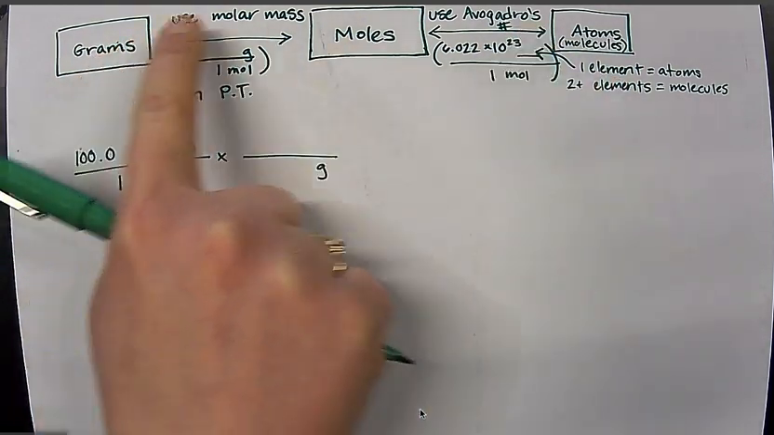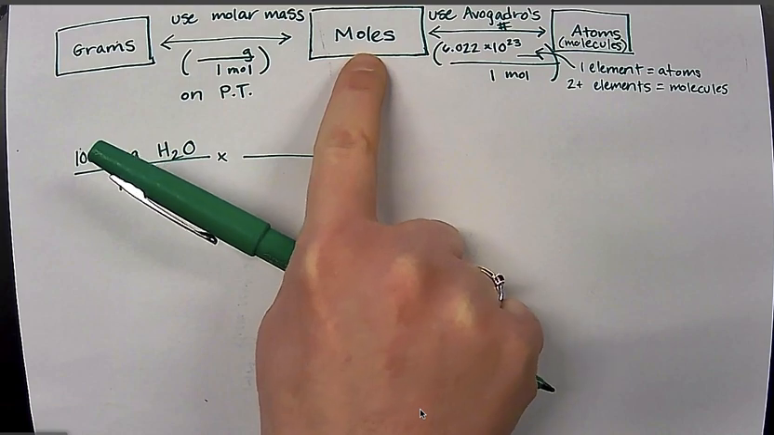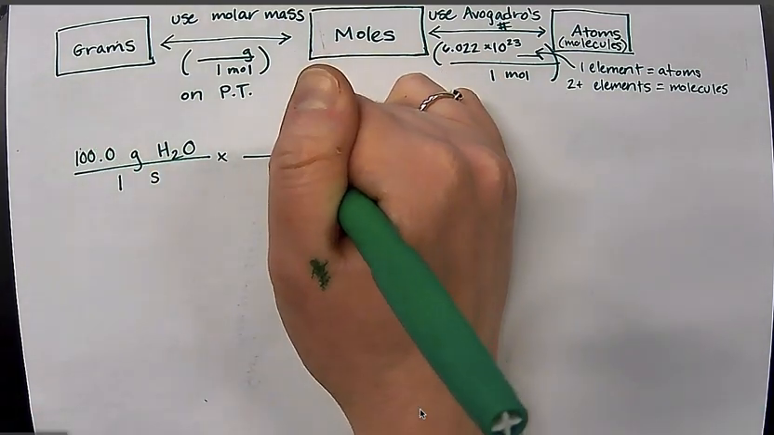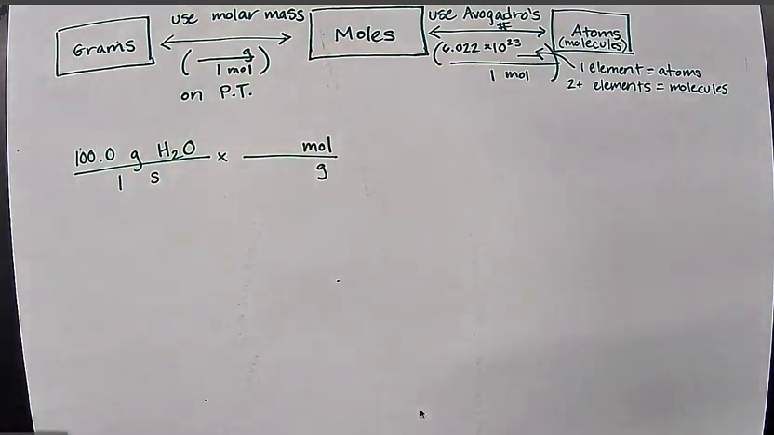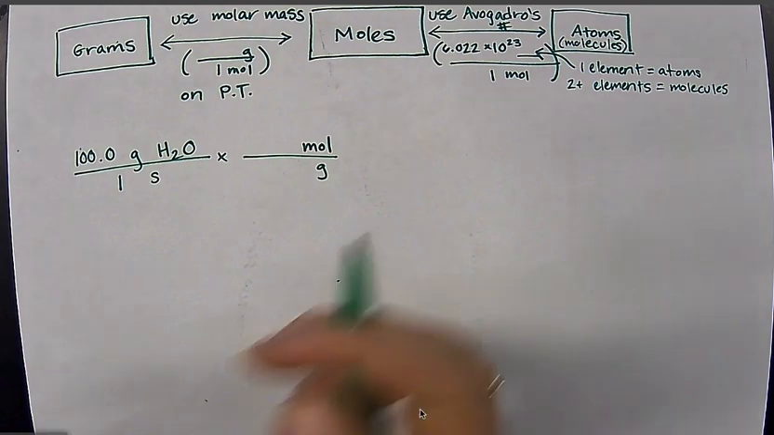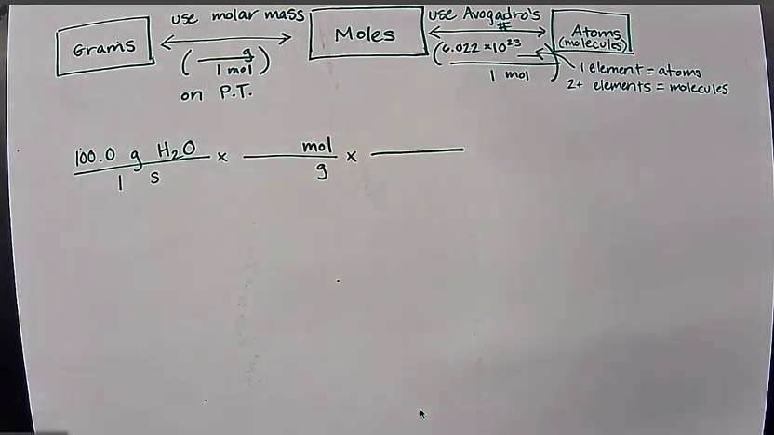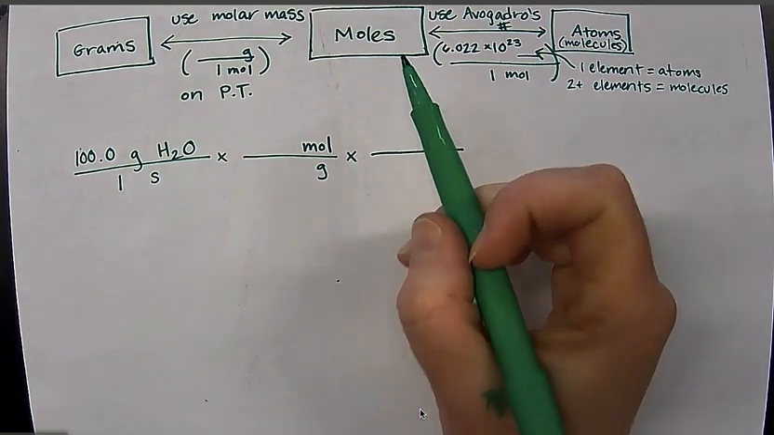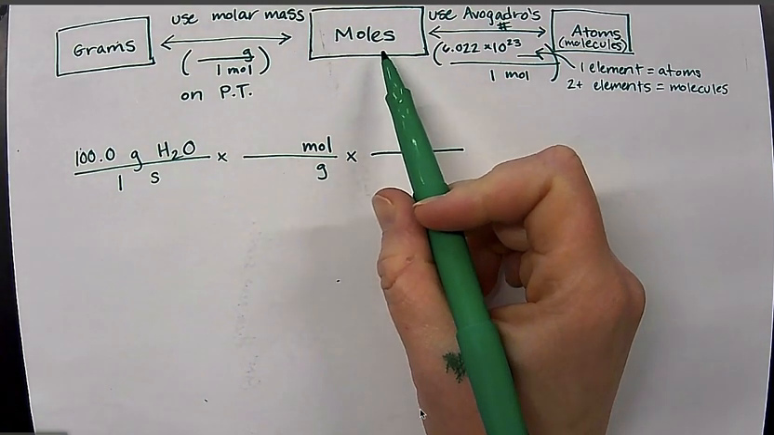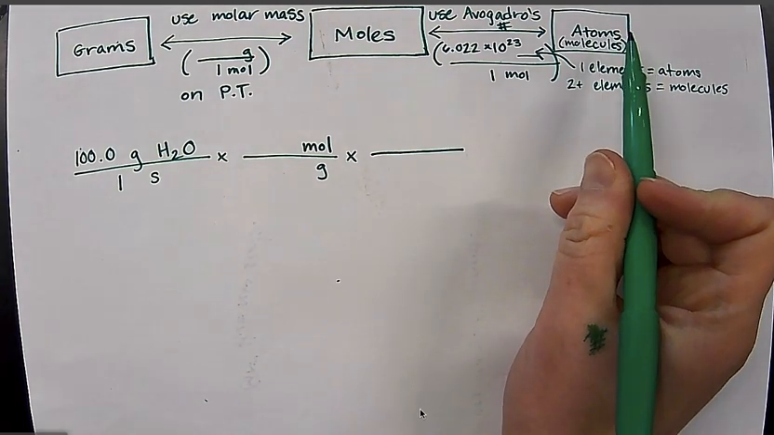Okay, so we can't get from grams to atoms without first going to moles. So moles is going to go on top of that next fraction. Now remember, whenever we do this, we always put the units where they go first, then we let the numbers follow the units later. I'm not done yet though, because I want to know how many molecules that is, so I'm going to need one more step.